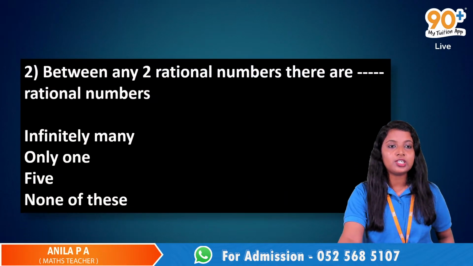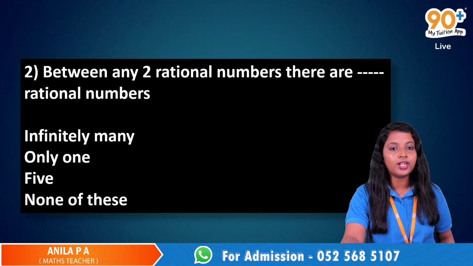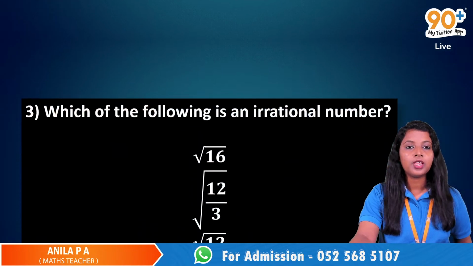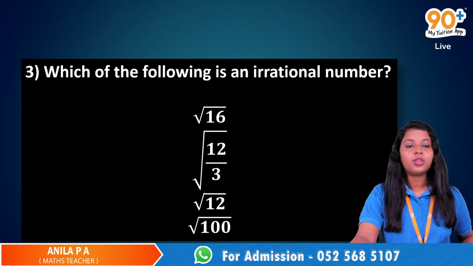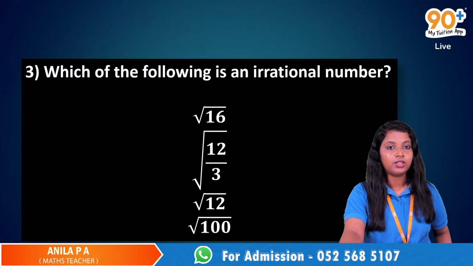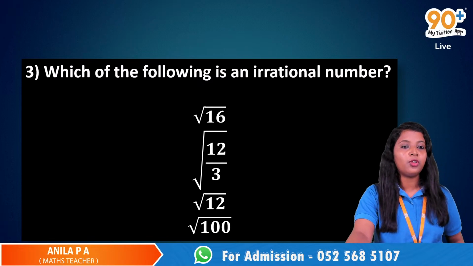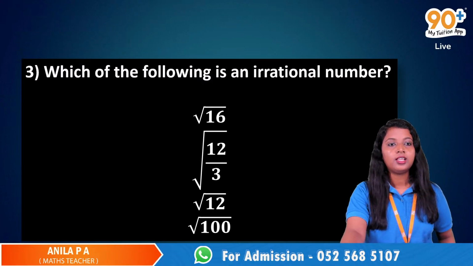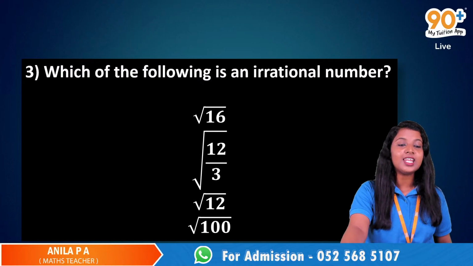Between any two rational numbers, there are dash rational numbers. Infinitely many, only 1, 5, none of the above. Then which of the following is an irrational number? Root 16, root 12 by 3, root 12, root 100. Which of the following is an irrational number? That is the question. Read the question carefully.